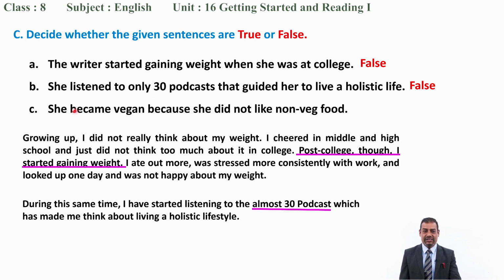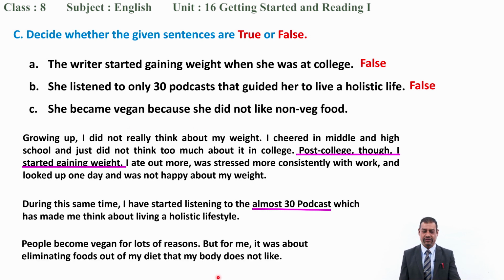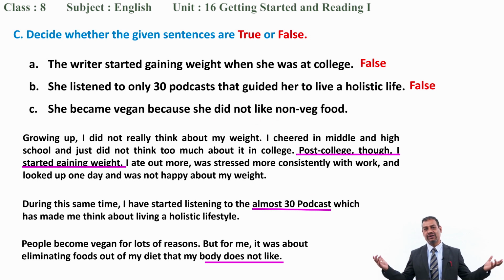Alright. Now, next one, she became vegan because she did not like non-veg food. You can find it from here. People become vegan for lots of reasons, but for me, it was about eliminating foods out of my diet that my body does not like. Now, she did not like means her body did not like. So, is that true or false? Yes, that is true. Got it? Do you know how to do true or false? This is how you have to link up the given sentences with the text, in the context, and find out.